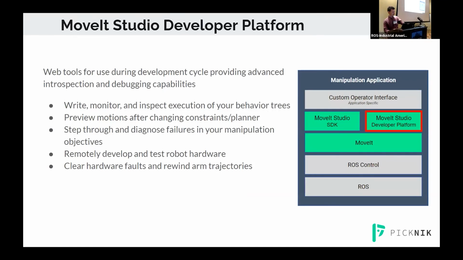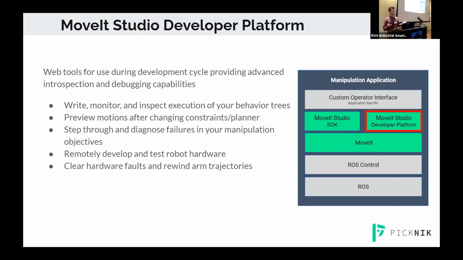And then I mentioned, how do you get to robustness more quickly? Something else we've been working a lot on in the last year is a set of web tools that can be used during development to really focus on how to debug your manipulation application. So we have a web editor and a monitor for your behavior tree library, so you can see where it's erroring out.